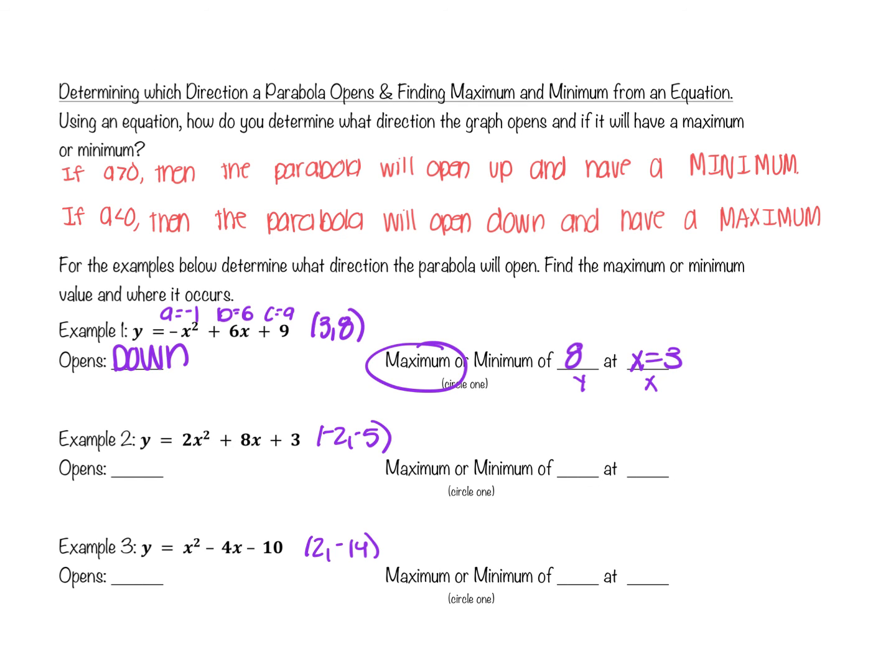And then on example 2, I can see that a is 2. That is bigger than 0, so this is going to open up. So that means this will be a minimum. And it's going to be a minimum of negative 5 at x equals negative 2. And then lastly here on example 3, a equals 1. That is bigger than 0, so that is going to open up. So that will give me another minimum of negative 14 at x equals a positive 2.